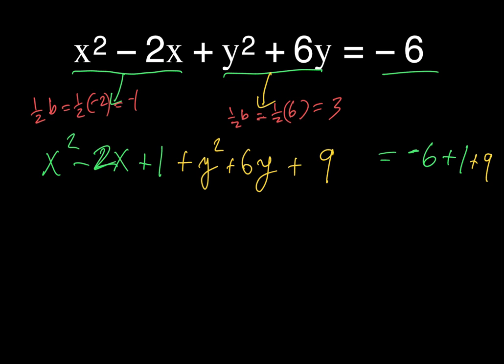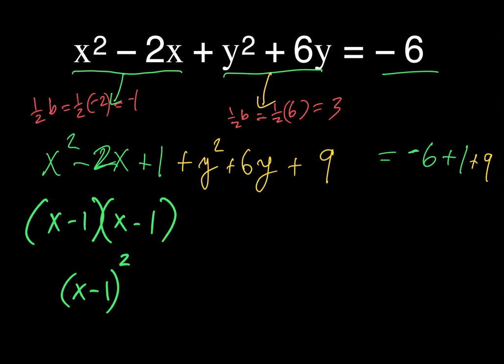Now, on the left side, I have this trinomial. That can be factored into x minus 1 and x minus 1. And this is the purpose of completing the square, is it's going to give me a perfect square. Because x minus 1 times x minus 1 is x minus 1 squared. The yellow will factor as well. Two numbers that multiply to 9 and add to 6.